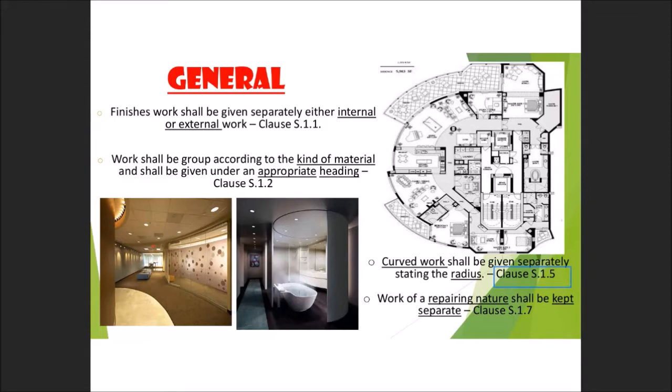Okay, work of repairing nature shall be kept separately. That means, let's say, this is the new work, and I mention that this is the existing work. This is the original building. Let's say the blue color is the new construction work. If there is repairing work in nature in red color, you need to measure separately, because according to this clause, renovation work, repairing, is considered as one separate category. You cannot combine even though they have a similar kind of material. So kind of material is the second rule. Okay, the grouping must be correct.